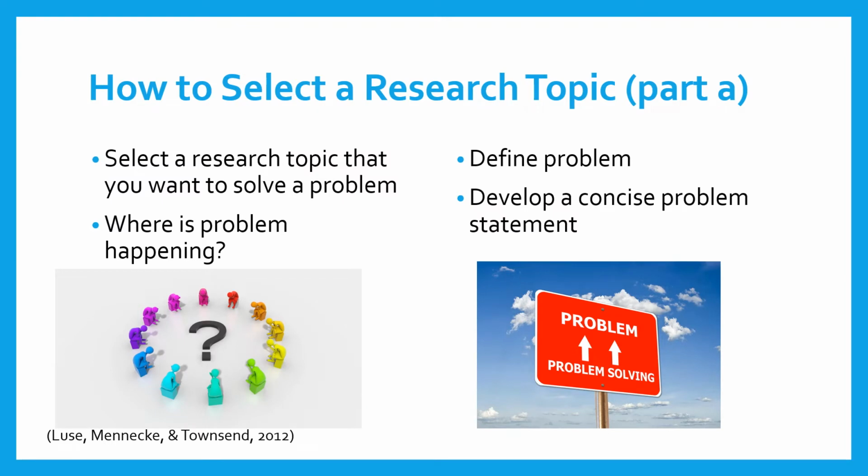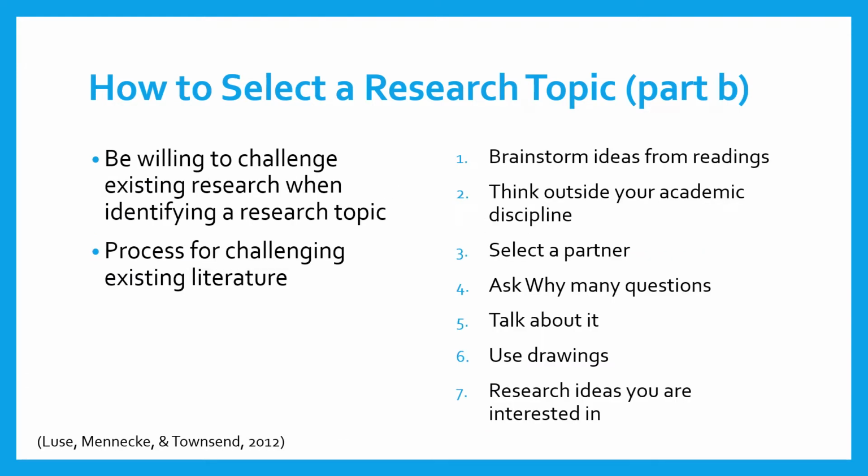Think about a problem in your academic discipline, industry, workplace, or career that you want to solve. Choose a research topic based on a defined problem. Develop a concise problem statement that starts off by saying the problem is. To identify a research topic, you must be ready and willing to challenge previously held beliefs. In other words, you have to investigate your research topic by using critical thinking, analysis, and evaluation skills.